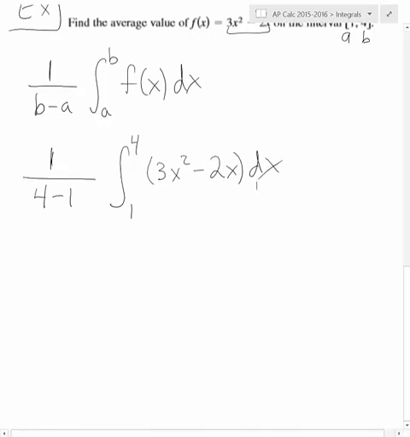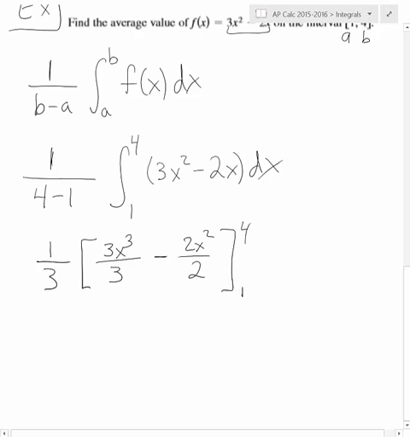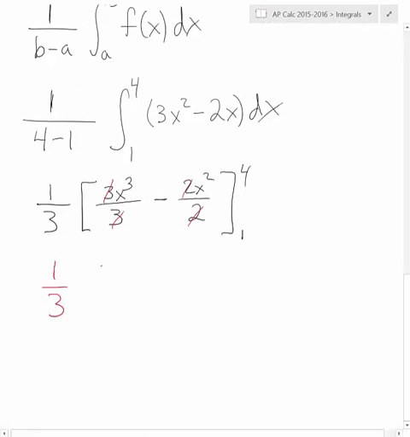And here, as I said in one of the previous videos, if you want to do this all in one step, you can just say the integral of 3x squared would be 3x cubed divided by 3, minus the integral of 2x would be 2x squared divided by 2, from 1 to 4. Remember, we don't need plus c because it's a definite integral. Then you can simplify, and so we have basically 1/3 times x cubed minus x squared from 1 to 4.